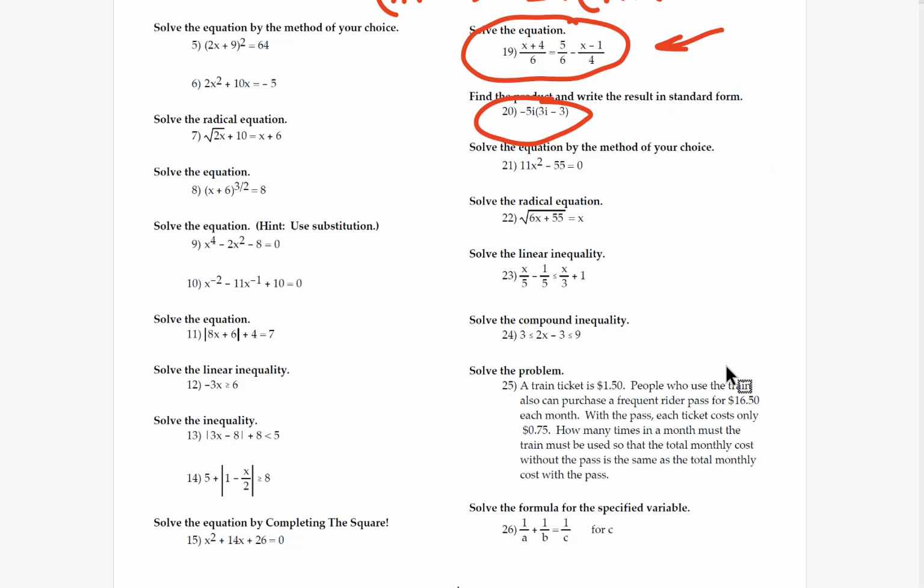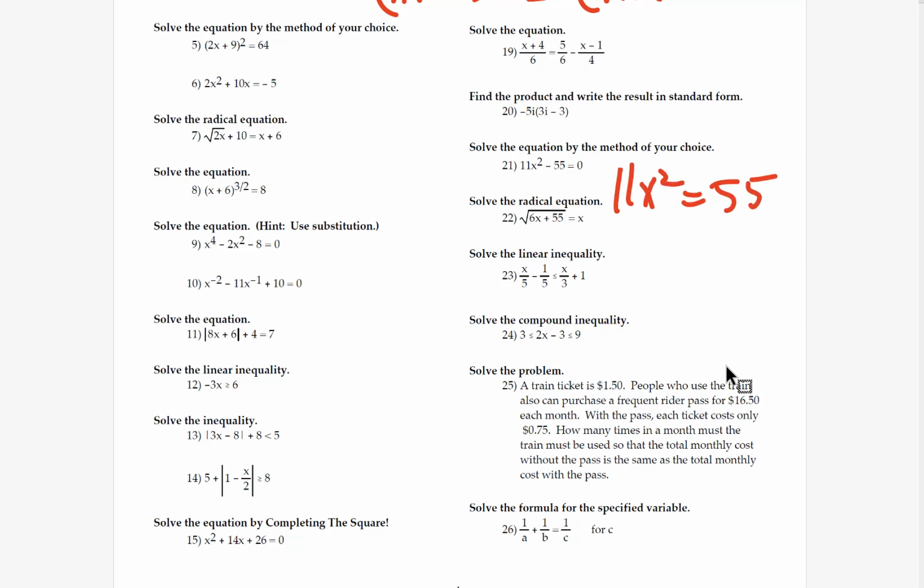A common mistake with the next one is students will maybe do 11x squared equals 55, which is a great first step. And then you're supposed to square root both sides, but don't square root both sides until you get the x squared by itself. In other words, divide by 11, which in this case is going to give you x squared equals 5. Only when the x squared is by itself, then do you square root both sides.